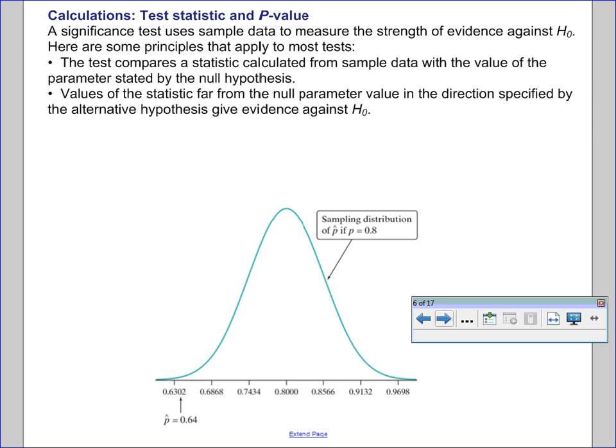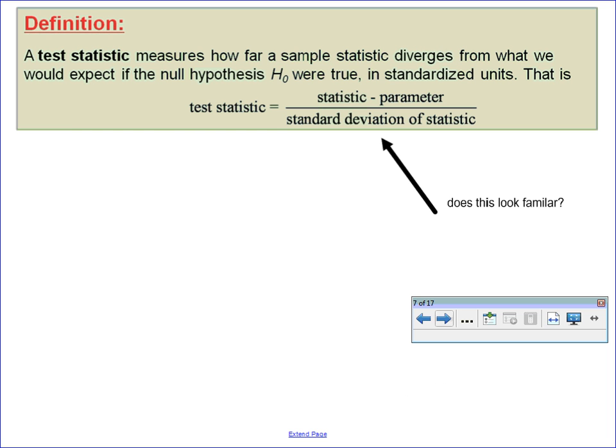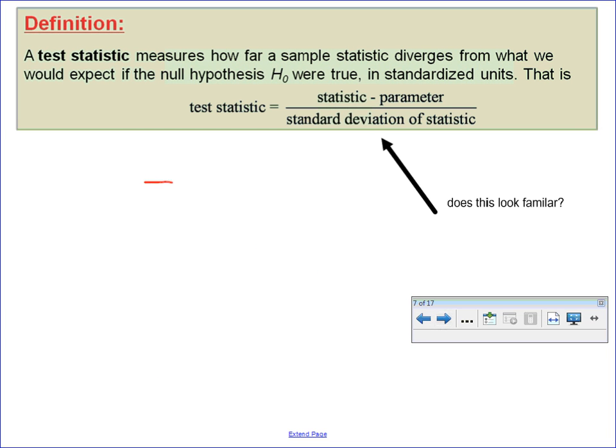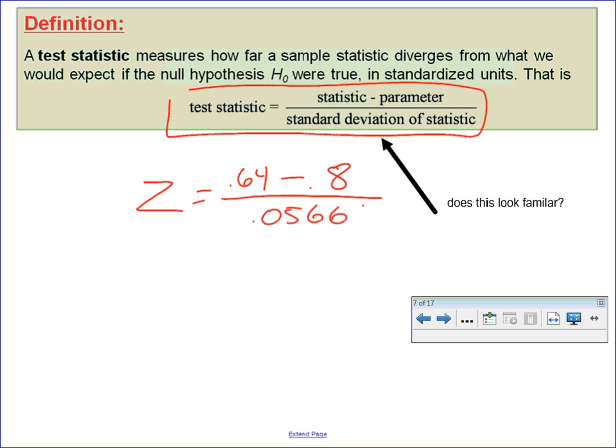And this is just summing up what we do. The other way you could do this is you can create a test statistic. So instead of doing the normal probability like I just did, you could do a test statistic, and that's going to be z. And z is our stat, 0.64, minus our parameter, which is what we think is true of the population, divided by the standard deviation of the statistic. And this should look familiar because this is the formula for z-score.